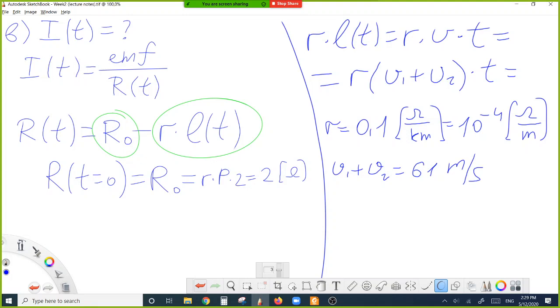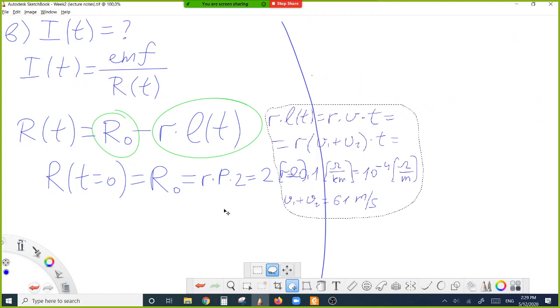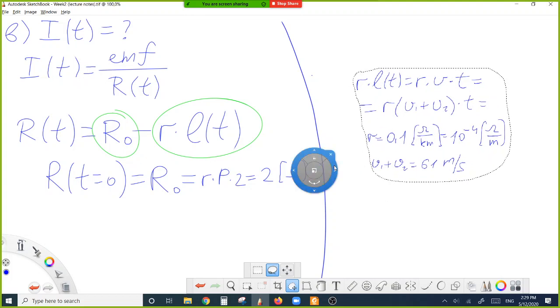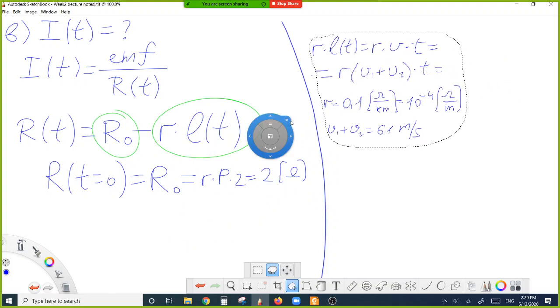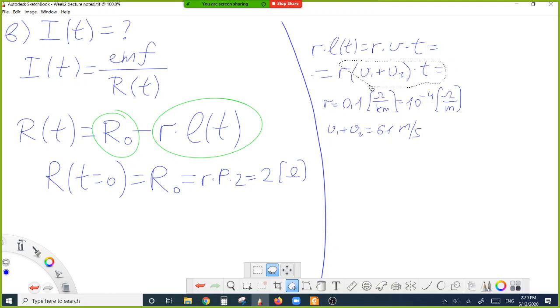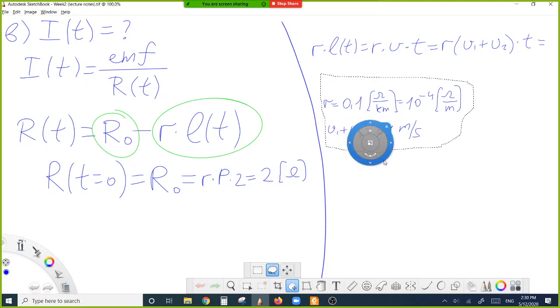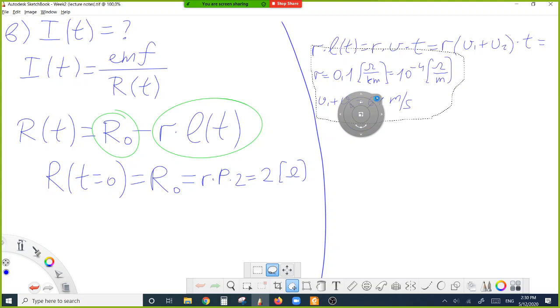Okay, now we may write the equation of current with respect to time. I don't need this, so I move it here.